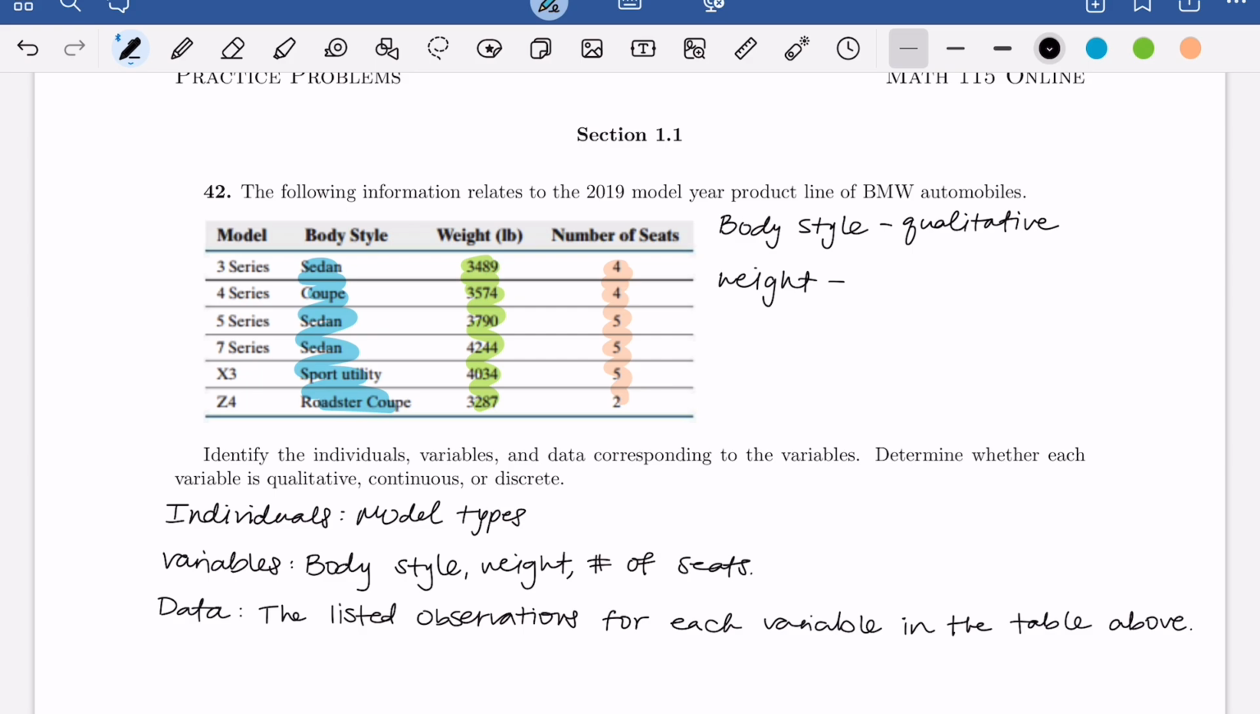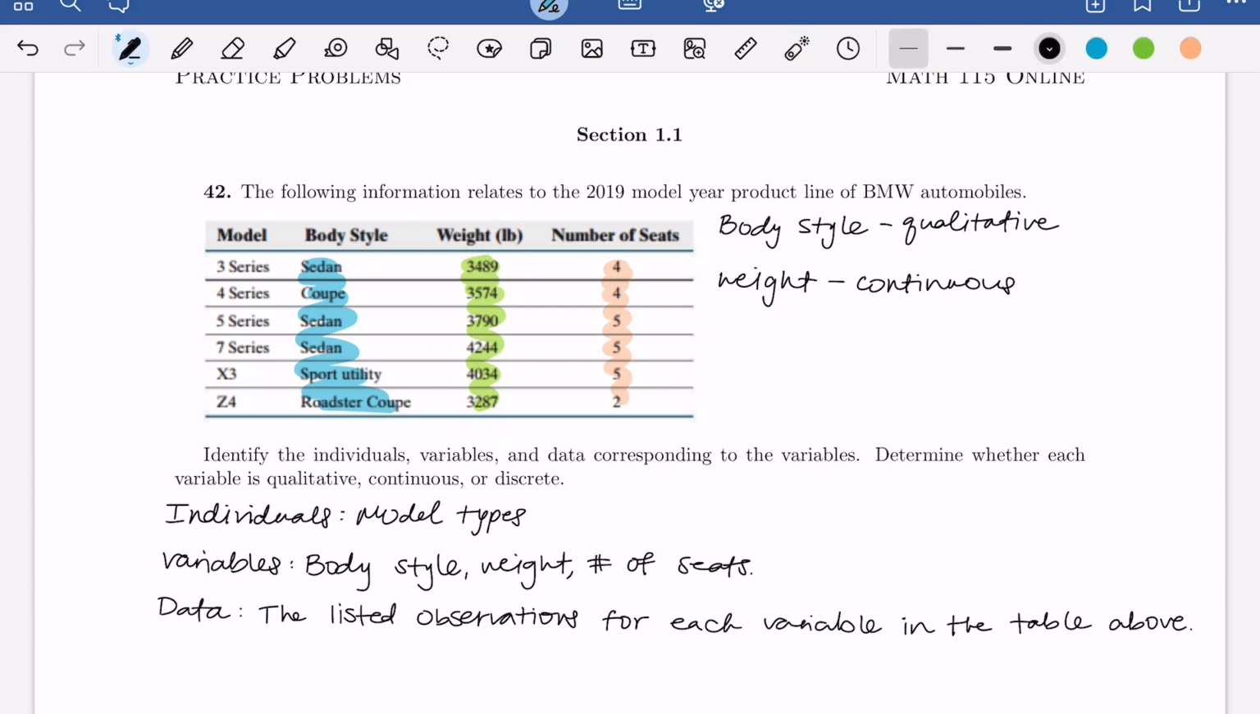The next variable we're going to look at is the weight here. This one is going to be a quantitative variable. We want to figure out if it's continuous or discrete. This one is actually going to be continuous, and the reason is that this is a numerical measure of our individuals here. That's what we have for our weight for each automobile.